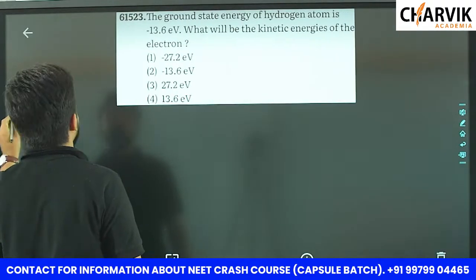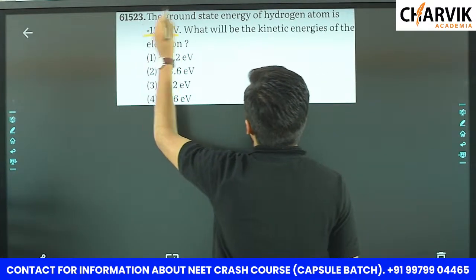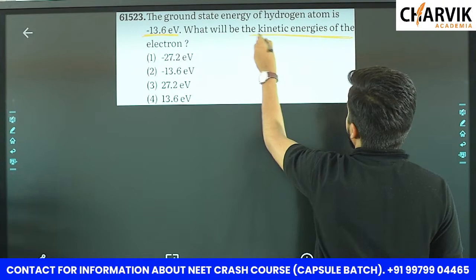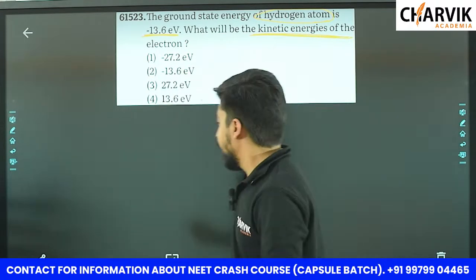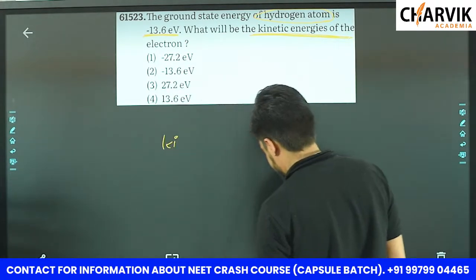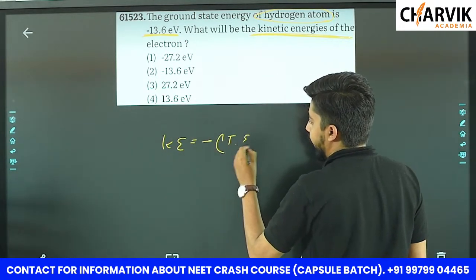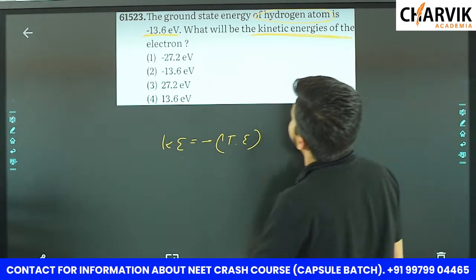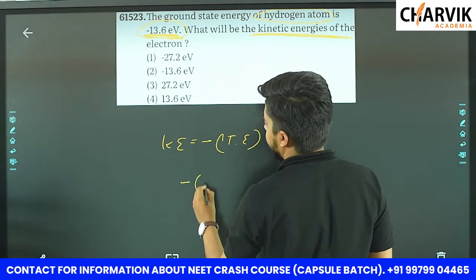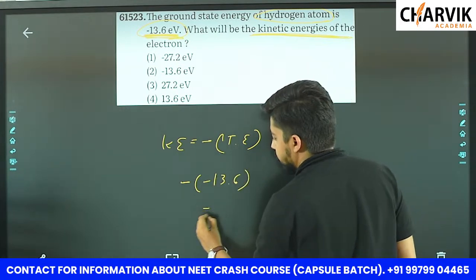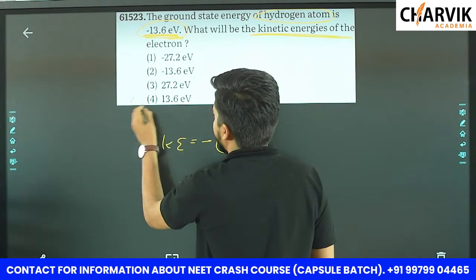Let us move to the next question. The ground state energy of the hydrogen atom is minus 13.6 electron volt. What will be the kinetic energy of the electron? Now they are asking for the hydrogen atom, and it is a very simple thing that the kinetic energy is equal to the negative of the total energy. They are giving us the total energy, so kinetic energy will become minus of minus 13.6, which equals plus 13.6 electron volt. So our answer will be 13.6 electron volt.